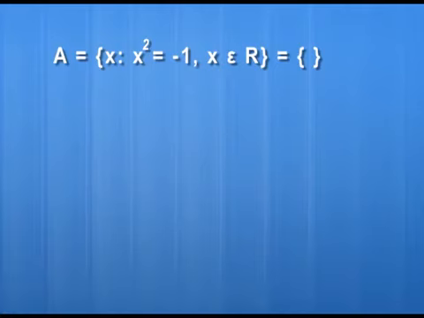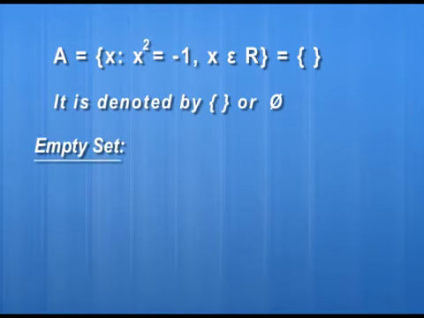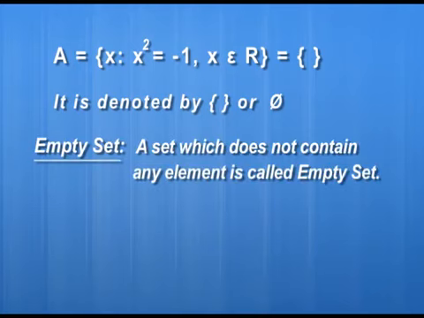So, this is a set having no element. The set in which we do not have any element is known as empty set, and the empty set is denoted by this Greek letter known as phi. The definition of empty set will be: a set which does not contain any element is called empty set. Now, students, after empty set, let us consider one more set.